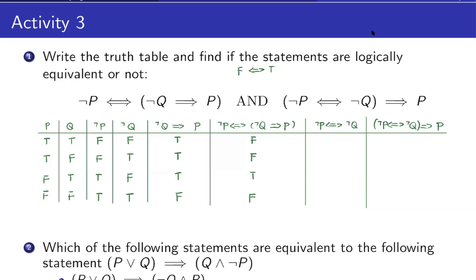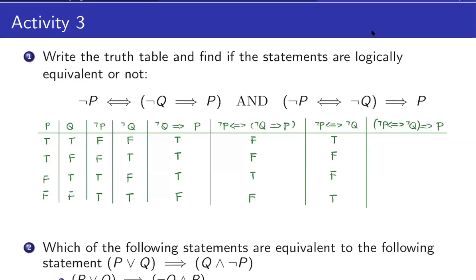Now let's look at negation P and negation Q. So look at those two columns. False if and only if false is what? What's false if and only if false? True, okay. False if and only if true is false. So: false, false, true.